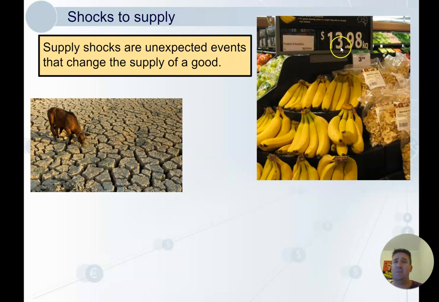Bananas, look at this price, $13.98 a kilo. That's a ridiculous price. That happened because of a cyclone in northeast Queensland. It wiped out a huge amount of banana plantations. So the bananas that were left got sold at a higher price.